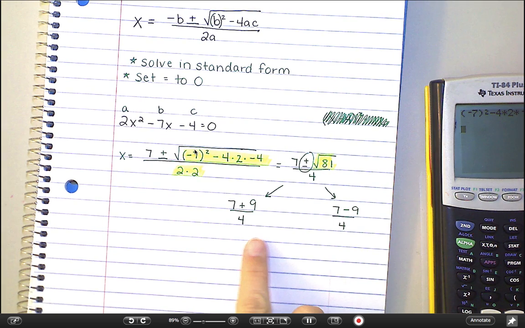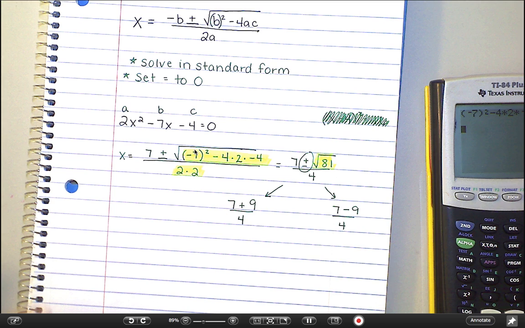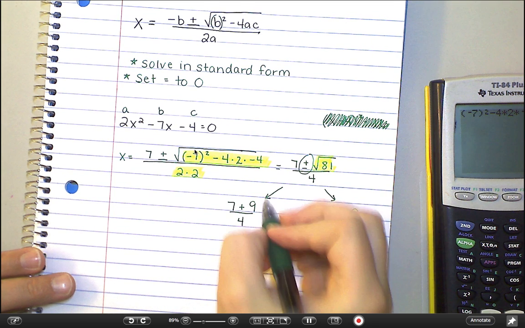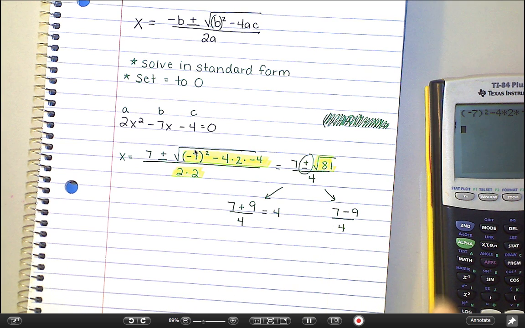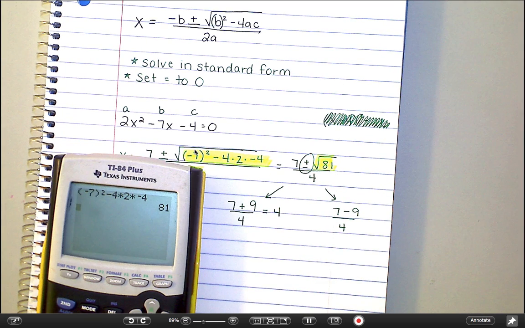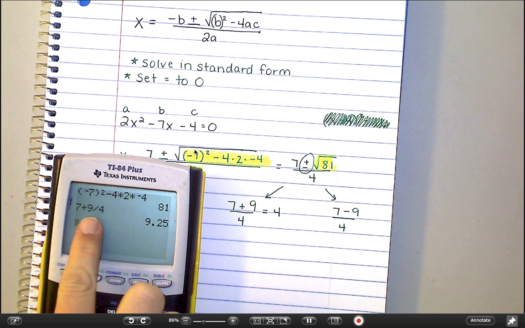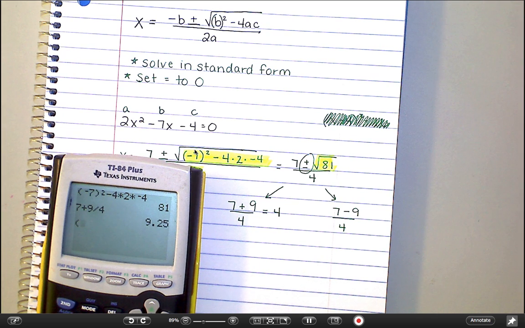Now, this here, I would probably just look at and say, well, that's 16 over 4, and 16 over 4 is equal to 4. Okay. But if you're going to try to type that into a calculator, just be careful. If you do 7 plus 9 divided by 4, your calculator's not going to give you the right thing, because it's just doing 9 divided by 4. So if you do need your calculator for that, make sure you put that in parentheses, divided by 4. And there's your 4.